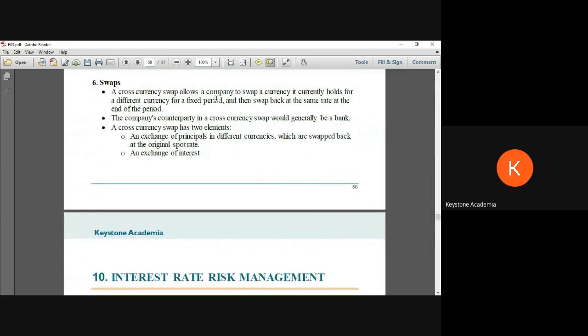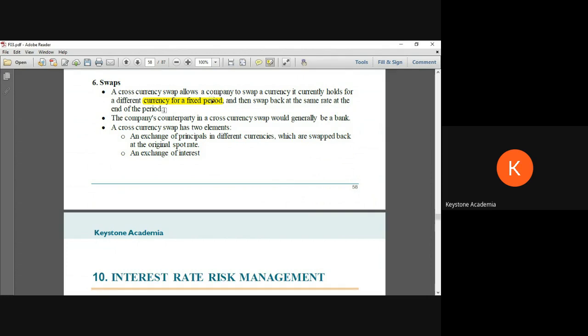A currency swap allows a company to swap currency it currently holds for a different currency for a fixed period. Instead of doing anything else, we can just swap the currency. You can do it with our own company if you have a head office there, or with another currency, or sometimes with banks or other financial institutions, just to mitigate the movement in currency. Then again you can swap it back at the end of the period.